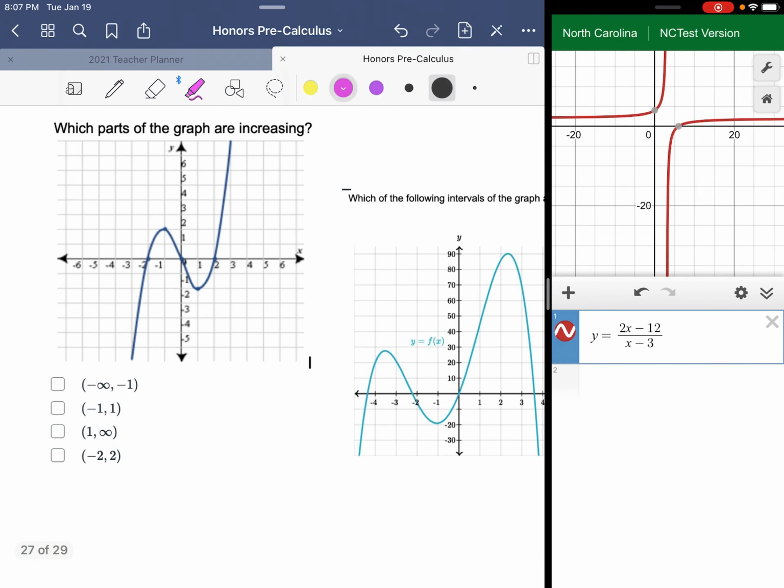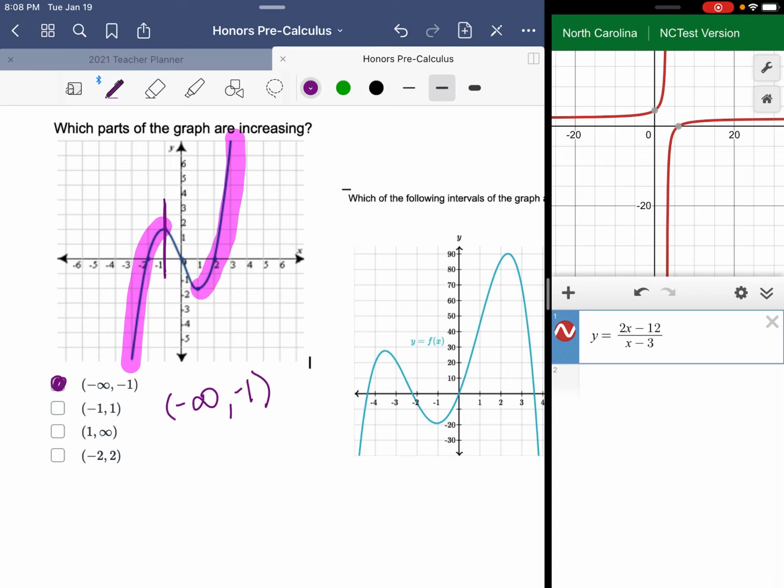All right, so where is my graph increasing? Remember, when we increase, we read it from left to right. So we're going to increase until this point, this maximum. Then it's going to decrease, and then we're going to start to increase again at that minimum. So it's increasing from negative infinity to negative 1. This one, we're going to check all that apply, and then it's going from 1 to infinity. So we're starting back here and going from 1 to infinity.